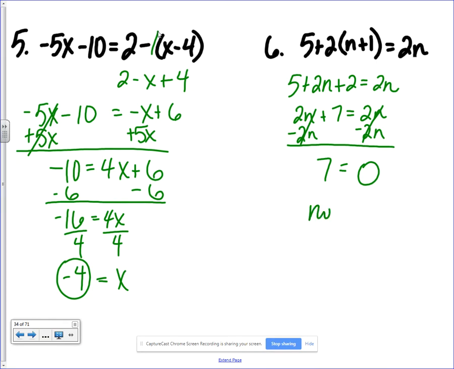That means there is no solution to this equation. There is no number that I can plug up there for n that will make the left-hand side equal the right side. Nothing will work.